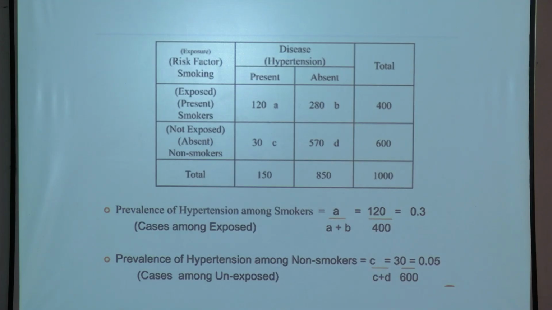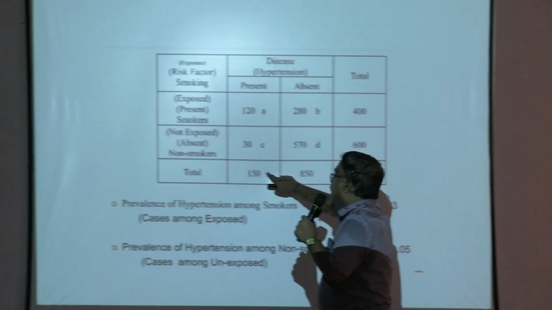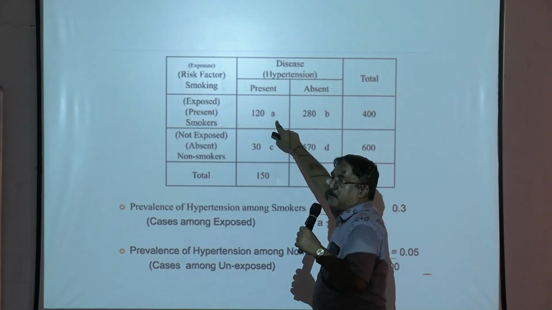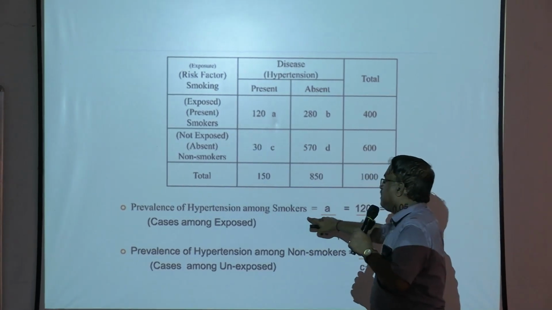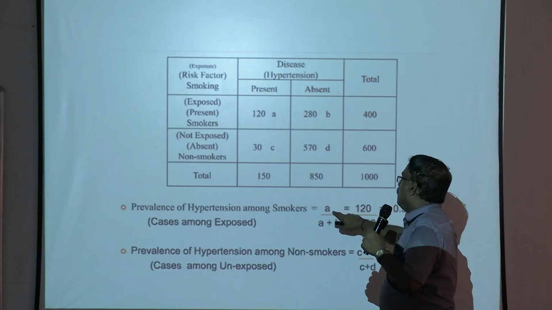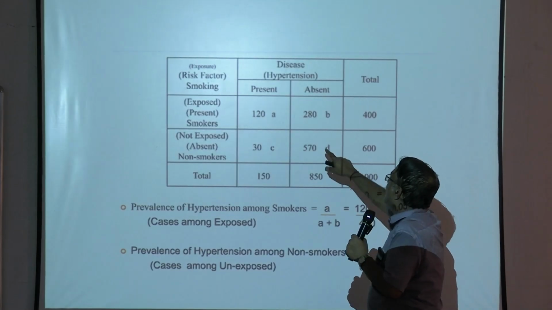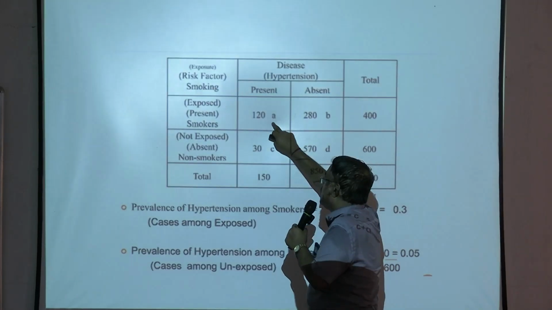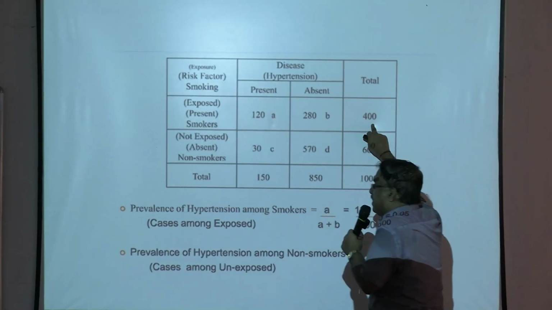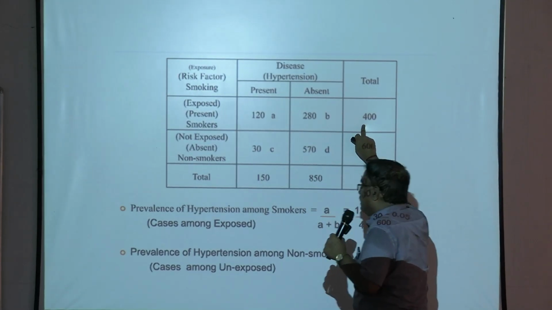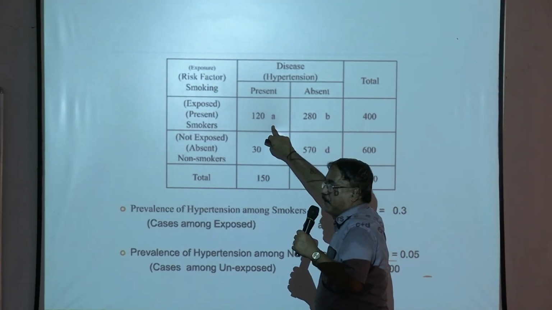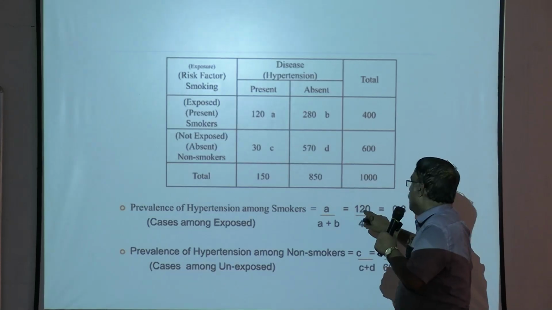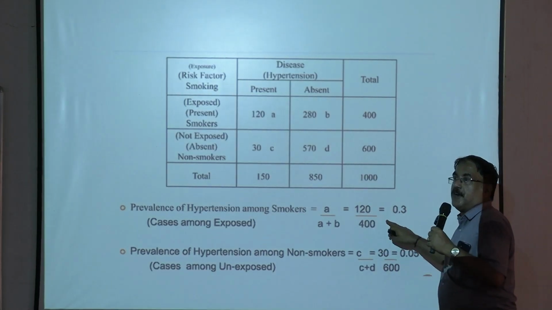So, just for your help, for those who can't see, 150 have hypertension, out of which 120 are smokers. So, prevalence of hypertension among smokers: total smokers is 400, 120 plus 280, out of which 120 have hypertension. So, A by A plus B, 120 by 400, which is 0.3.